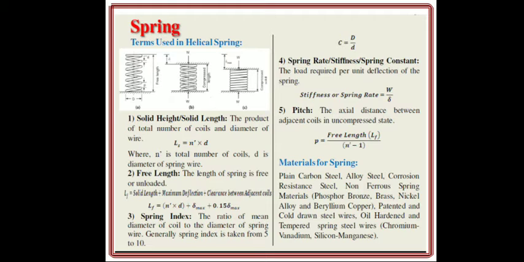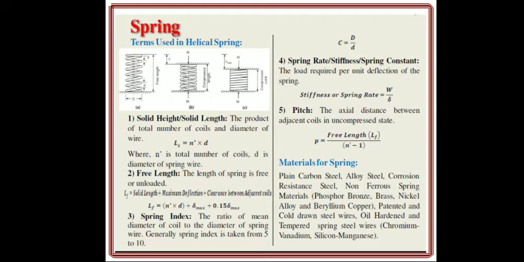The clearance between adjacent coils should be taken as 0.15 of delta max, and the maximum deflection will be delta max, and solid length is N dash into d. So from these three diagrams, the first diagram, A, shows the spring in an uncompressed position, free from any loading. So the first diagram shows the free length.